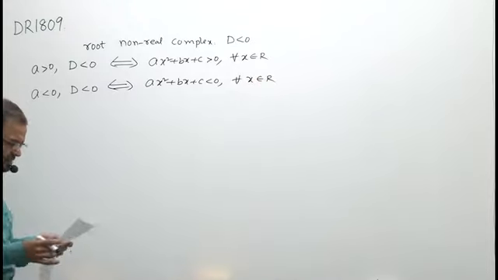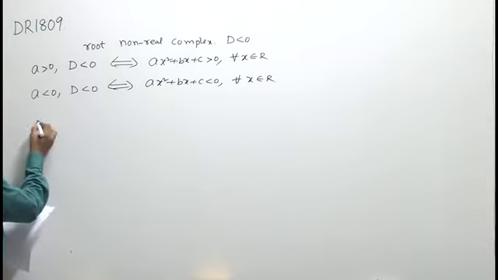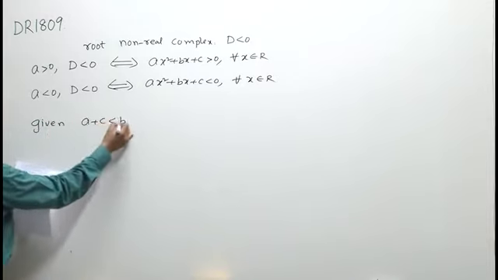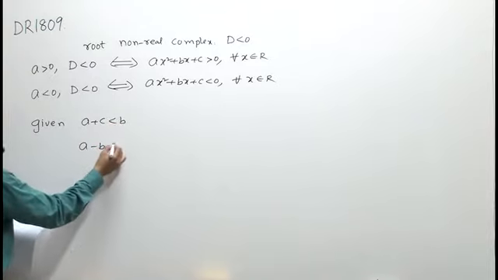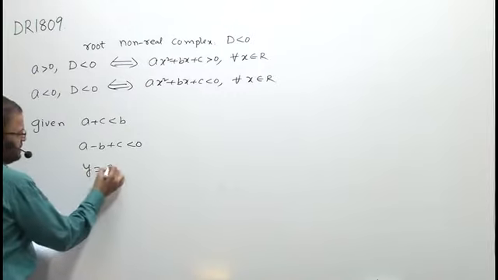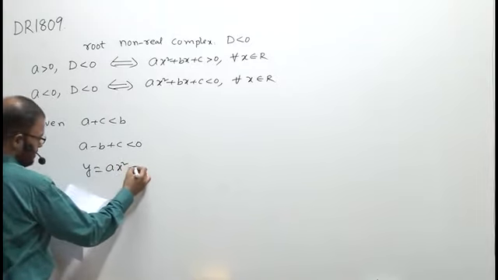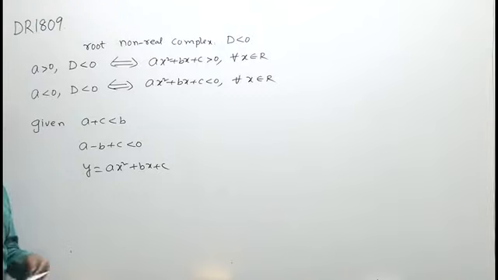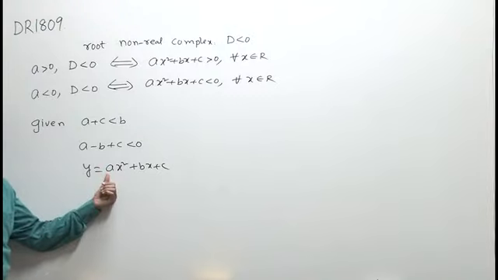Coming to this question, the condition given is a plus c less than b. I write a minus b plus c is less than 0. Now I want to draw the graph of this expression, y is equal to ax square plus bx plus c. I don't know what is the sign of this.